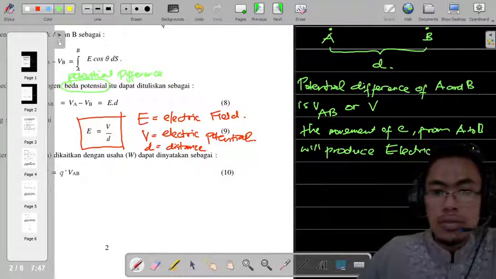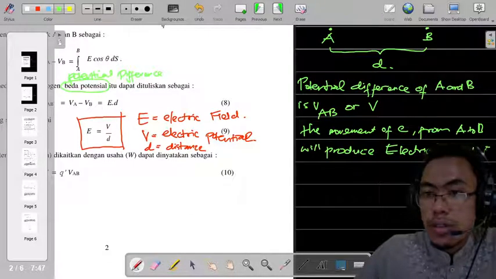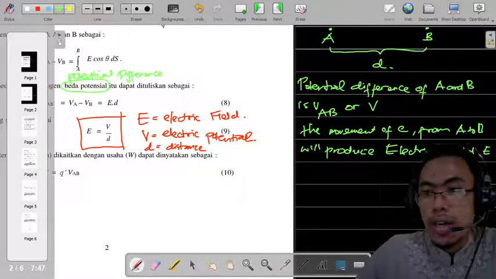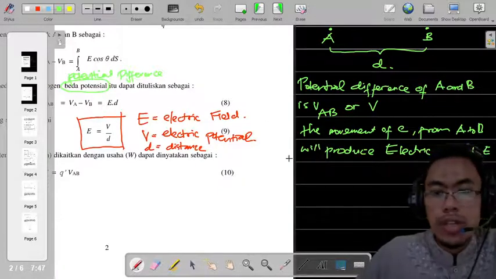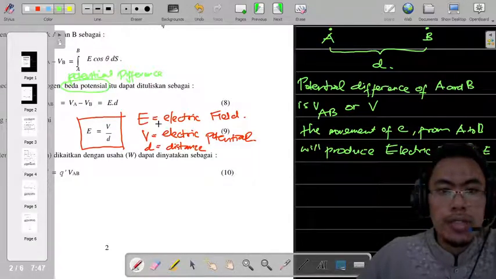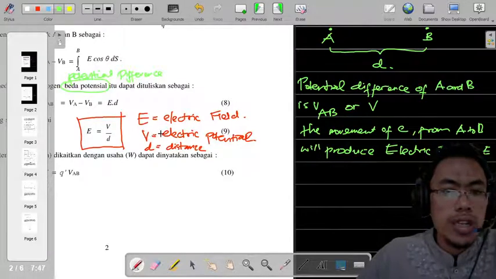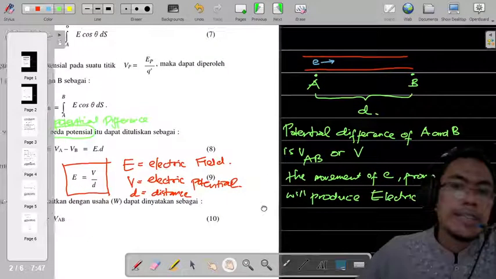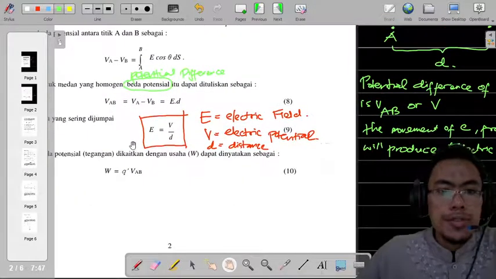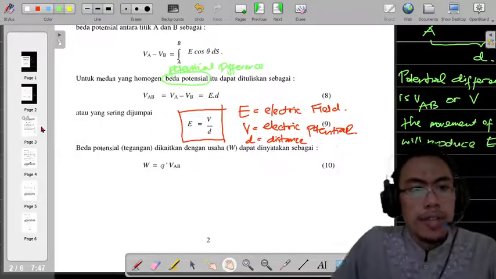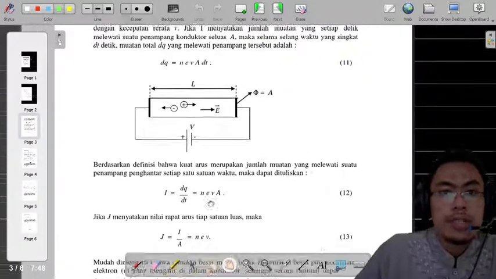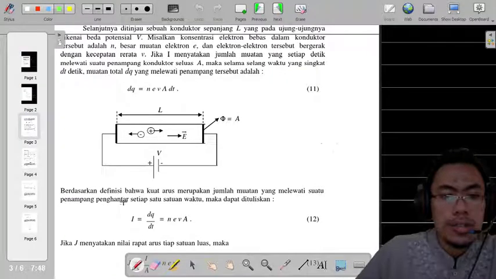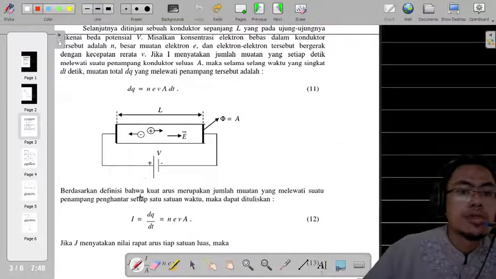Okay, so it will produce electric field E, and the value of E will be here. So the value of E will be E equals electric potential V divided by D. Okay, so that's for the first important formula. And then another important formula is this one.